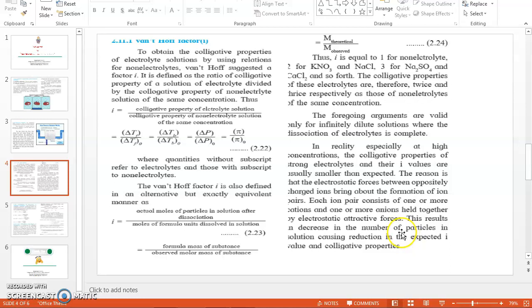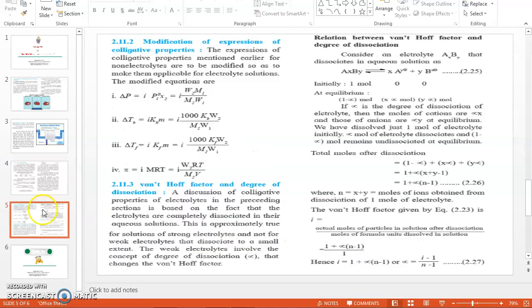The van't Hoff factor means the number of particles dissociated. How many particles are dissociated into the solution? Then we can see the modified expressions for the colligative properties. We know that delta P is nothing but the lowering of the vapor pressure. The expressions for colligative properties mentioned earlier for non-electrolytes are to be modified so that they are also applicable to electrolyte solutions.